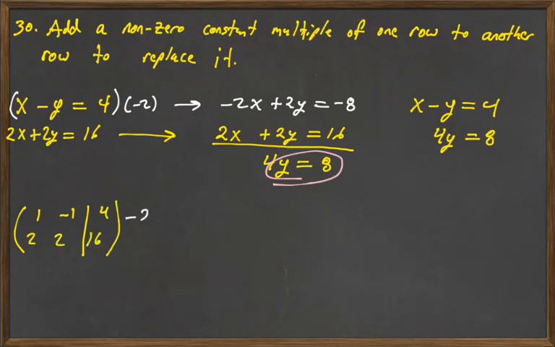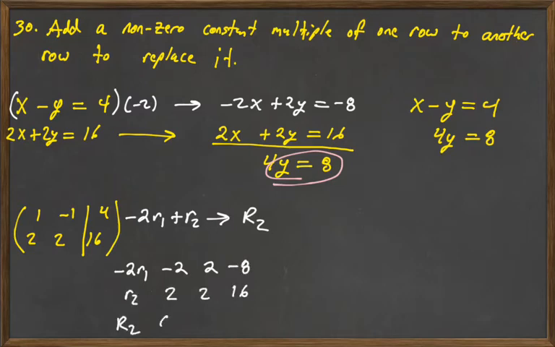So we're going to do negative 2 row 1 plus row 2, and that's going to become the new row 2. So we can do the computation in a little table here. Negative 2 times row 1 will be negative 2, 2, and negative 8. We're going to add to it row 2, which is 2, 2, and 16. Our new row 2 will be 0, 4, and positive 8.